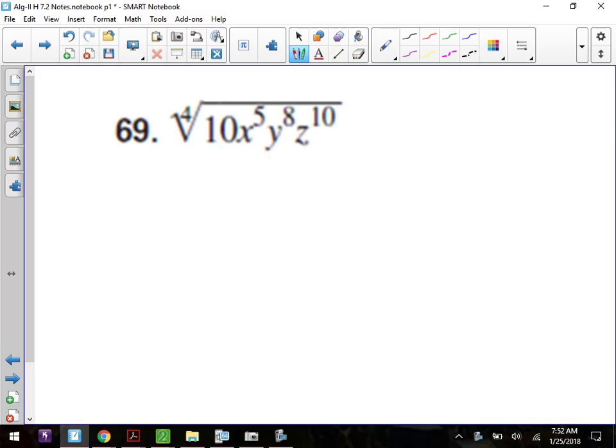So I can't do the 4 through the 10. So the 10 has to stand. How many times does 4 go into 5? Once. So 1 comes out, 1 stays in. How many times does 4 go into 8? 2. 2 come out, the leftover. How many times does 4 go into 10? 2. So 2 come out, and how many are left over?